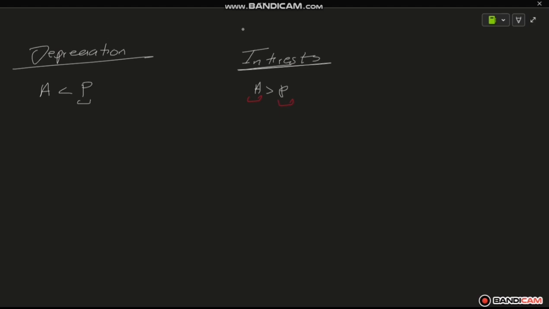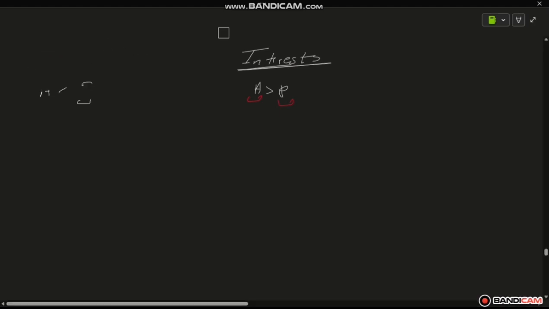I hope it makes sense, meaning the present amount will be greater than the future amount. The money that you will have is less than the money that you have. That's depreciation. So I'll give you this example. You'll try it. I won't do it with you. You will try it, then you leave your answer.